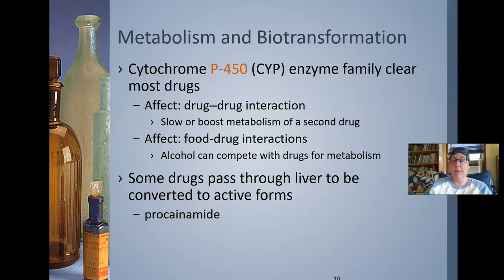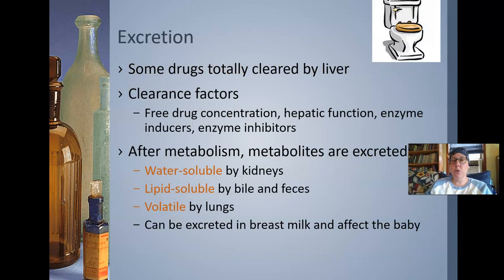A few drugs have to pass through the liver to be converted to their active form. So basically, the drug that you take does not have a pharmacological effect until the liver has done biotransformation. So one of its metabolites is what has the pharmacological effect. So procainamide is one of those, and it turns into NAPA, and NAPA is the molecule that has the actual pharmacological effect.